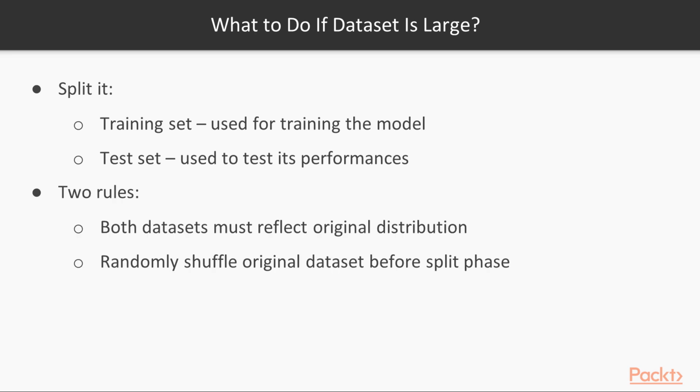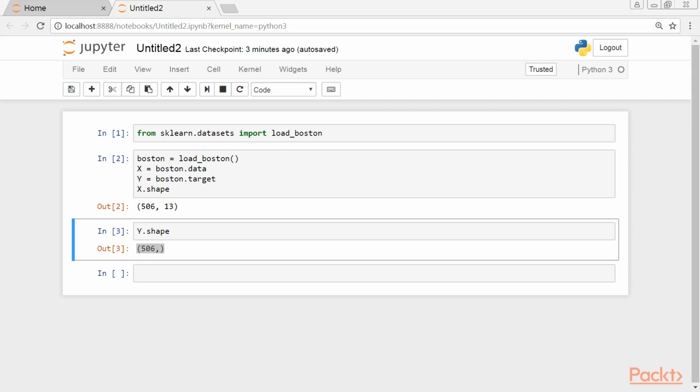There are two main rules in performing such an operation. Both datasets must reflect the original distribution. The original dataset must be randomly shuffled before the split phase in order to avoid a correlation between consecutive elements. With Scikit-learn, this can be achieved using the train_test_split function.